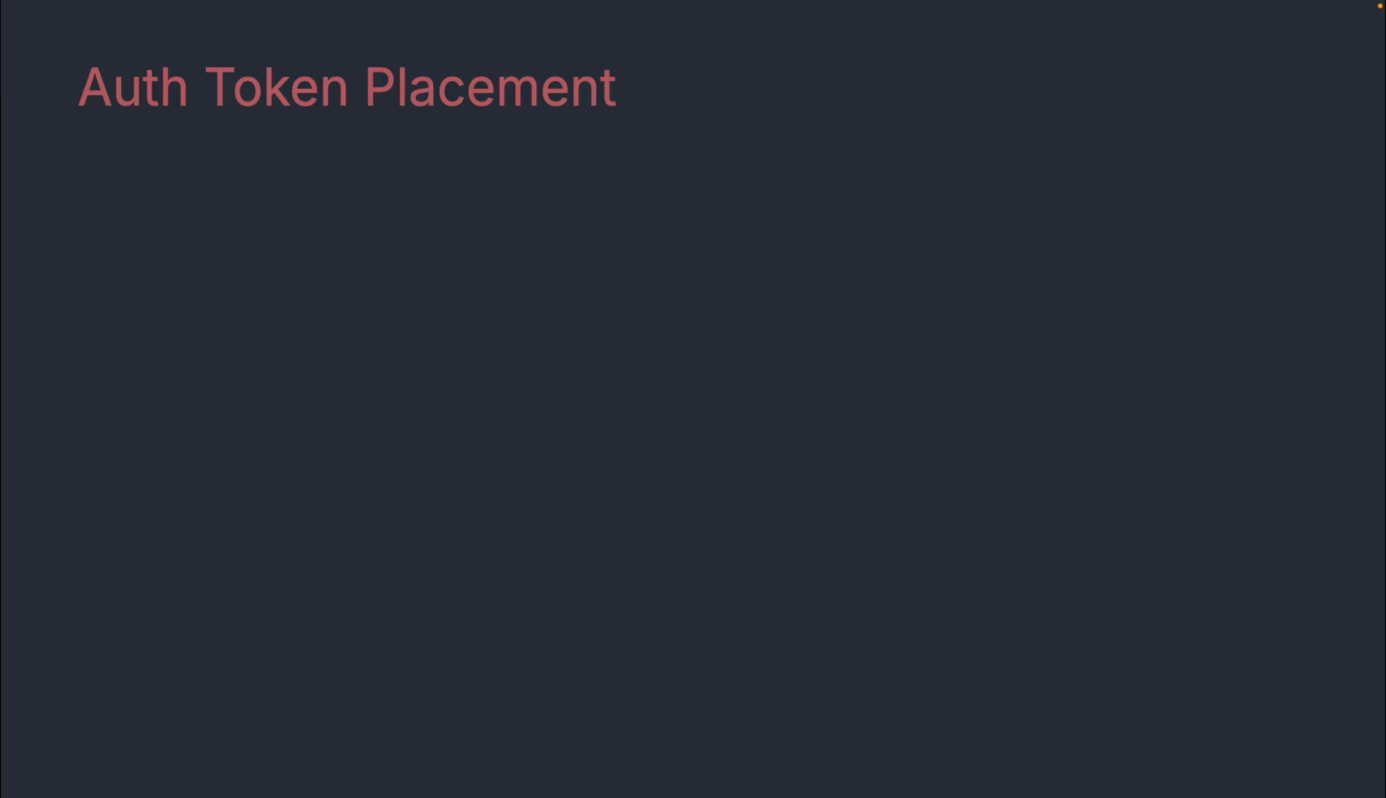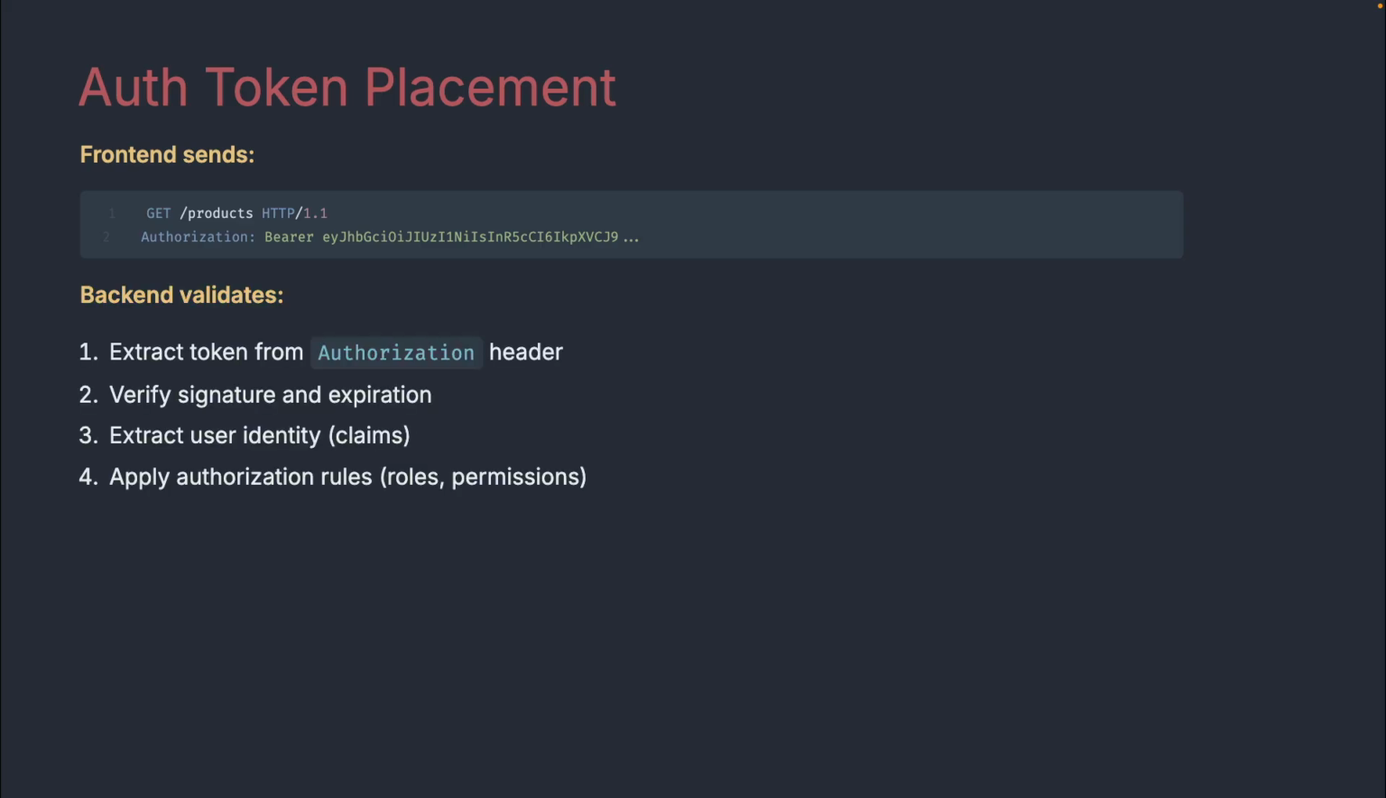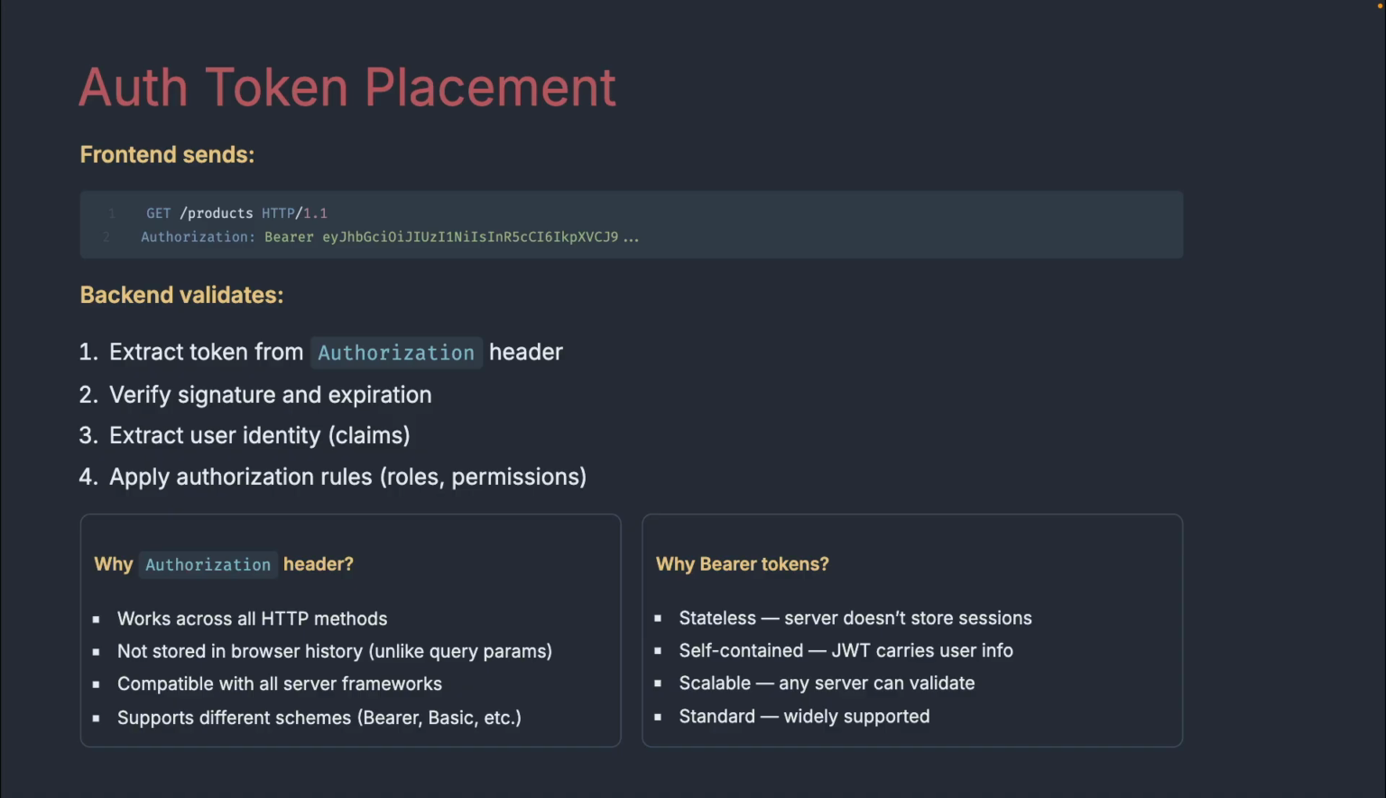Authorization token placement: the front end usually sends a header called Authorization with the key Bearer and a token, and the backend extracts that header, verifies the signature, extracts the user identity, and applies authorization roles and permissions. Why? It works across HTTP methods, and a bearer token is really good because it's stateless, self-contained, scalable, and standard. So it's pretty neat to have that. There are different ways to do that, but usually the bearer token is the most common way to handle that type of information.